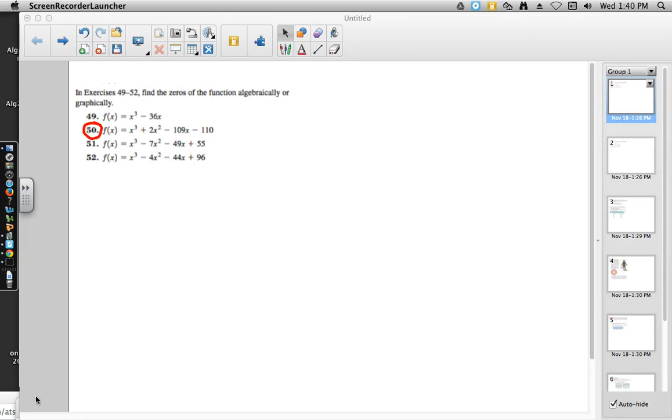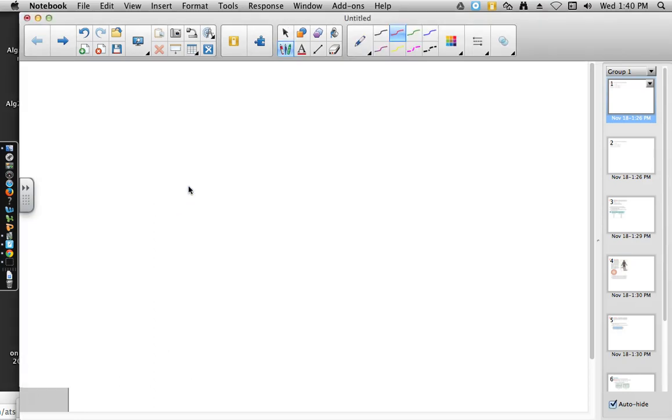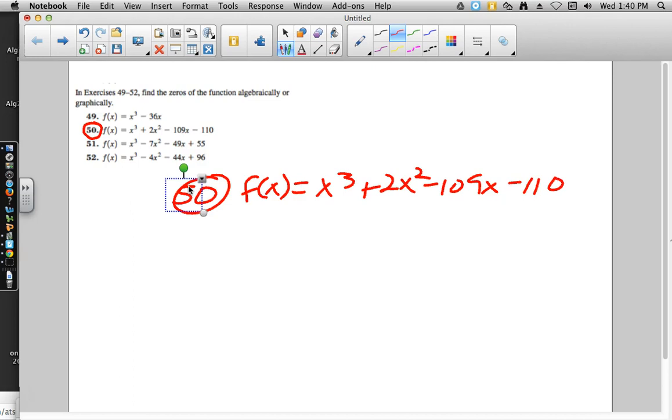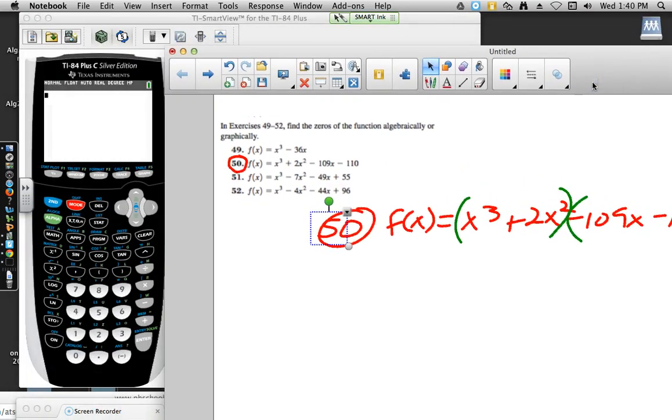So for number 50, the first thing that I would check here, because it does have 4 terms, is whether or not we can factor this by grouping. We have f of x equals x cubed plus 2x squared minus 109x minus 110. We put the first two together, and notice we could take an x squared out of that and we'd be left with x plus 2, but there isn't anything we're going to be able to do with the back of this. So what we would do at this point is get it in the calculator and take a peek and see where those zeros are going to be.